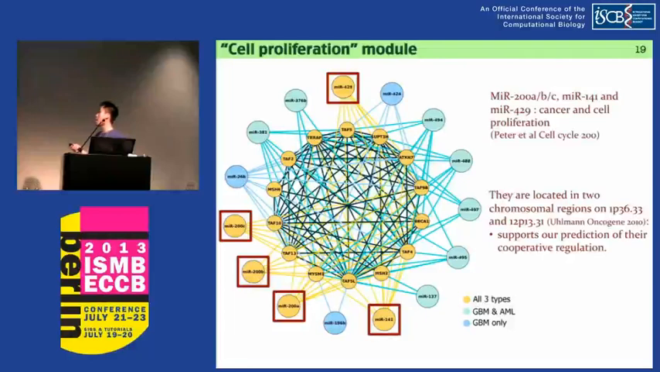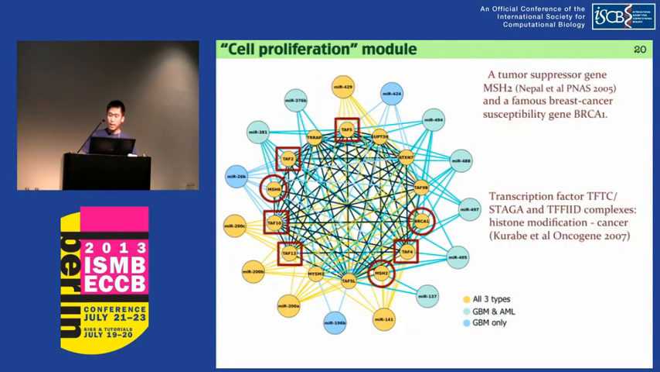We found that all the microRNAs in this module have been previously reported as related to cancer. For example, the famous miR-200 a/b/c cluster, miR-141, and miR-429 are all related to cancer and cell proliferation. Interestingly, they are located in 2 regions, which supports our prediction that they cooperatively regulate those genes. If we look at those genes, we can find a famous tumor suppressor gene, like the breast cancer gene. And this set of genes corresponds to the TFIIC and TFIID complexes, which have also been previously reported as related to cancer.